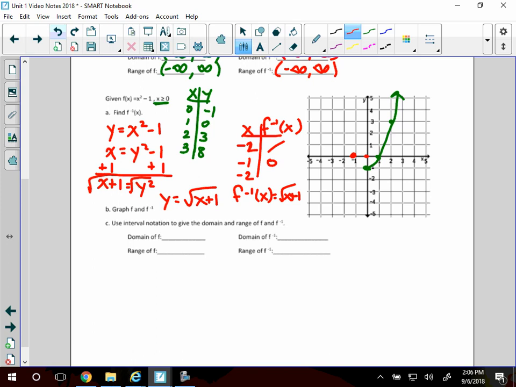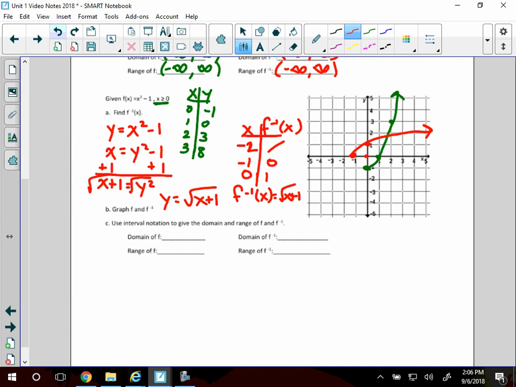If I put in 0, 0 plus 1 is 1, and the square root of 1 is 1. And I could keep going to kind of create this graph. So negative 1, 0 is here, 0, 1 is here, so I'm going to get something kind of like that. Okay. Again, you don't need to make those tables if you remember your parent functions and the transformations that we learned back at the beginning of the unit.